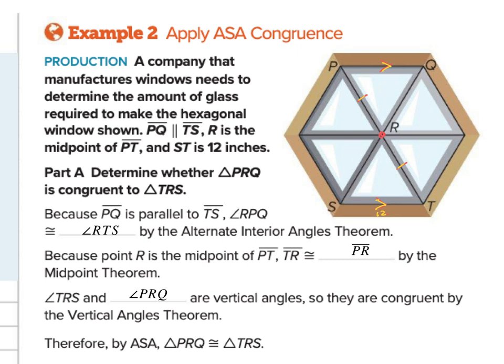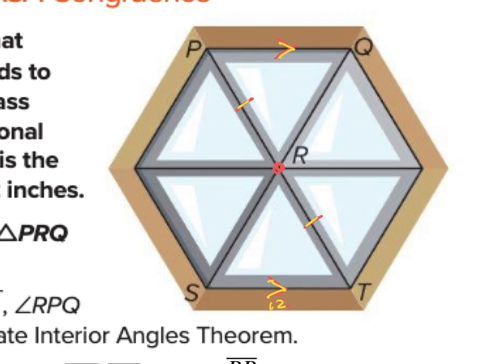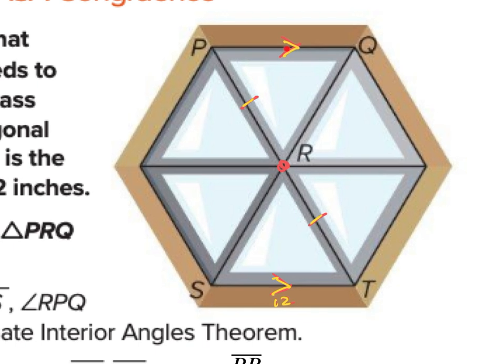All right, and then determine whether PRQ is congruent to TRS. So if we look at this, let's apply some of those things that we've learned in previous lessons. I have two parallel lines cut by a transversal, so I know that my alternate interior angles are congruent. Then referencing the other transversal, my two parallel lines cut by this transversal, I know that my alternate interior angles are congruent.